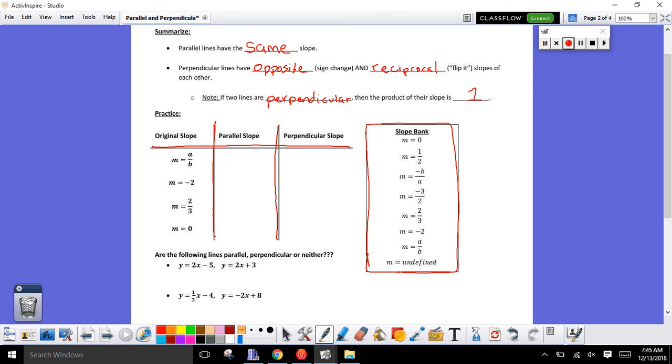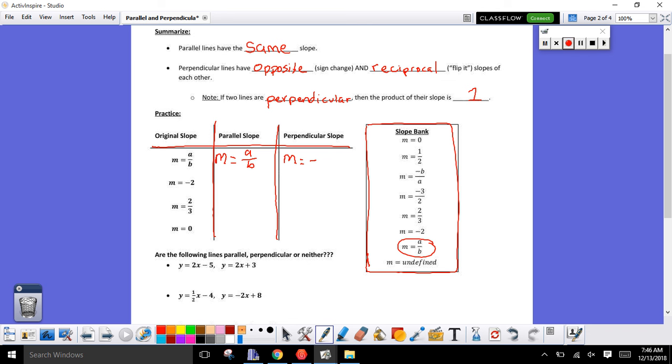So if my slope m equals a divided by b, we said that parallel lines have the exact same slope. So a parallel line that has slope of a over b is going to be right here, a over b, because parallel lines always have the same slope. Now if I have a perpendicular line, we said we're going to switch the sign. So my original is positive, my perpendicular slope has to be negative. I know that much. And we're going to do the reciprocal.